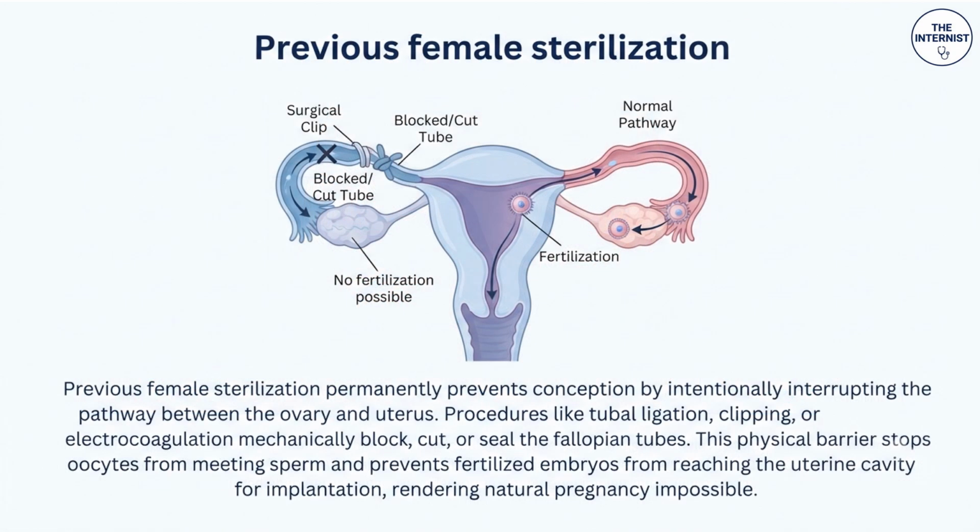Previous female sterilization permanently prevents conception by intentionally interrupting the pathway between the ovary and uterus. Procedures like tubal ligation, clipping, or electrocoagulation mechanically block, cut, or seal the fallopian tubes. This physical barrier stops oocytes from meeting sperm and prevents fertilized embryos from reaching the uterine cavity for implantation, rendering natural pregnancy impossible.